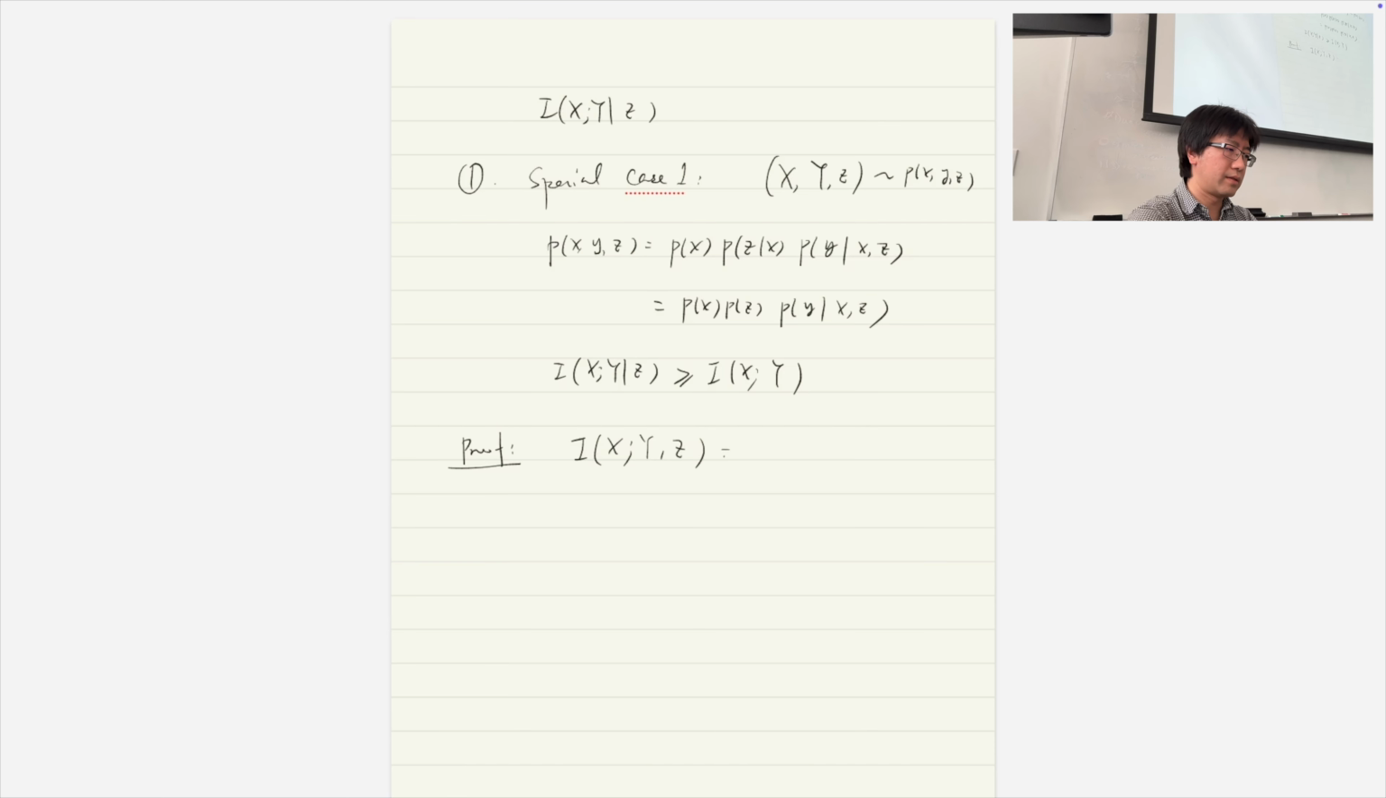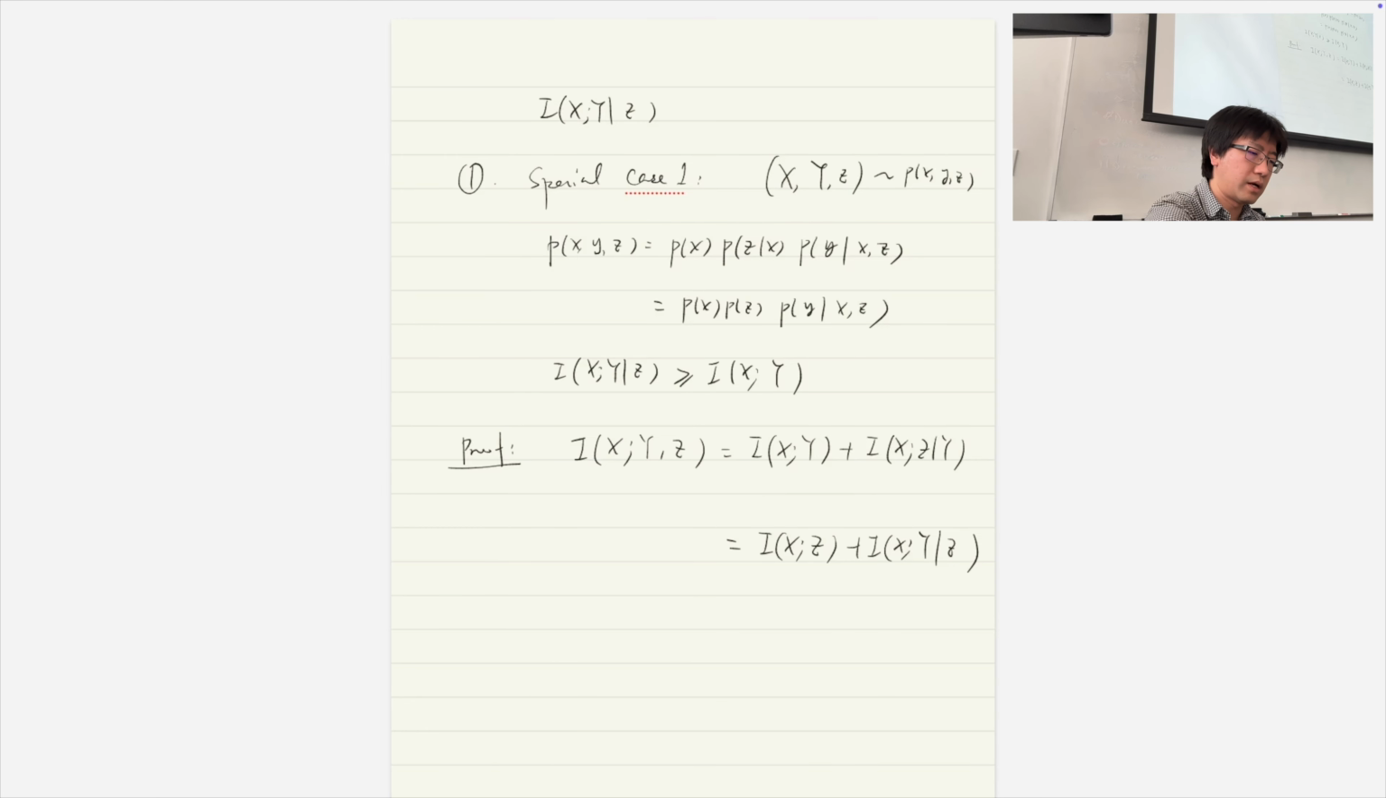So the first way is that there are only two ways to expand it, because we have only y and z here. We first compute the mutual information between x and y, and then plus x and z given y. So this is one way. And the other way is we compute the mutual information between x and z, and then compute this given z. That's two ways, and they're equal.